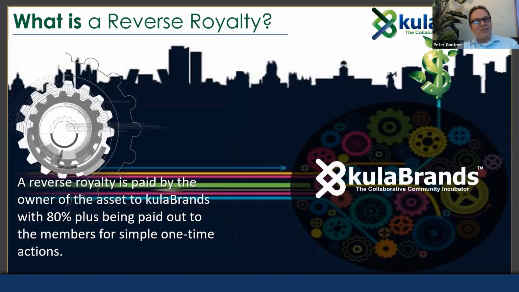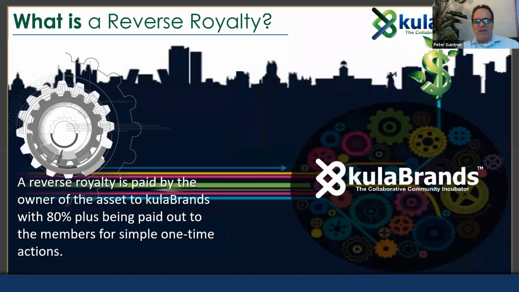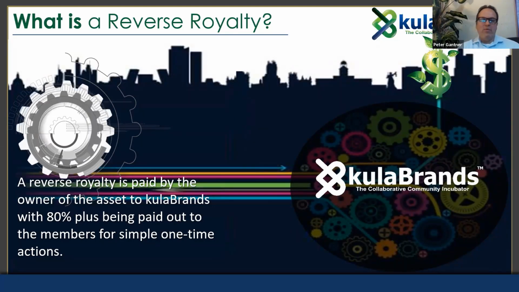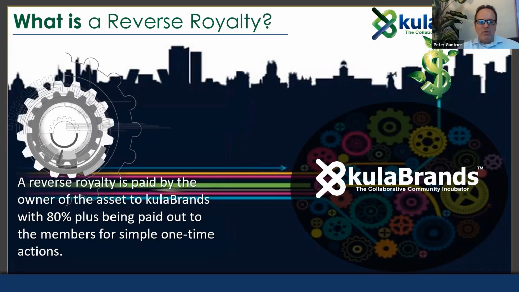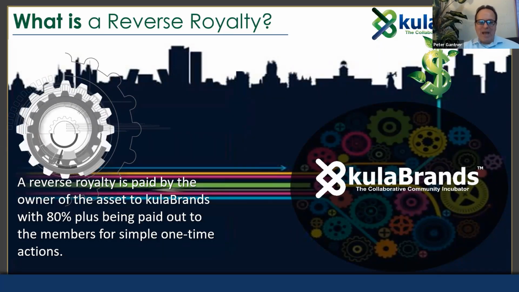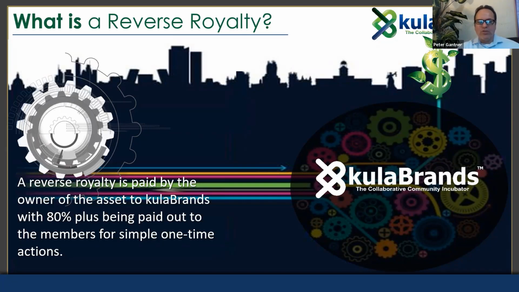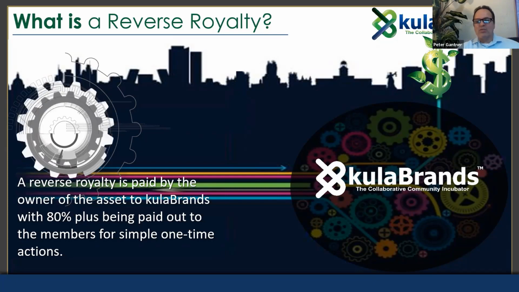And I know what your next thought is, and that is, why would they do that? I'm going to explain in this presentation exactly why they would do that. So a reverse royalty is paid by the owner of the asset to kulaBrands, with 80% plus being paid out to the members for simple one-time actions. So the company, kulaBrands, guys, collects these royalties, and you heard that right. 80% is paid back out to our community, and we've built proprietary software in order to make this happen. So I'd like for you to hear from Kathy Began.